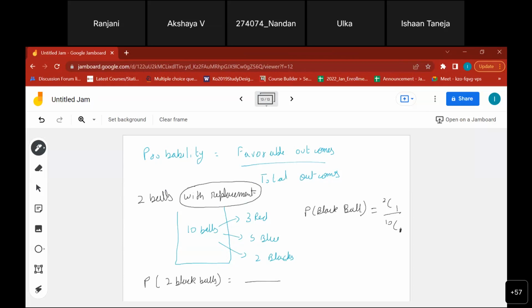2C1 and given by 10C2. 2C1 raised to 2 divided by 10C1. Okay, yeah, 2 squared by 10 squared, right? Another way to think of it.